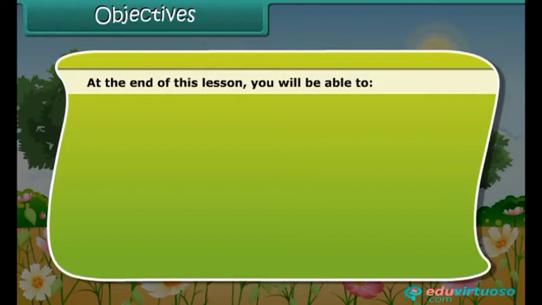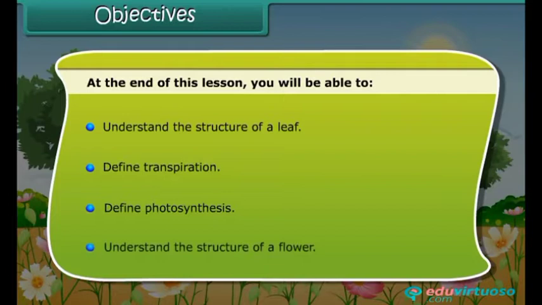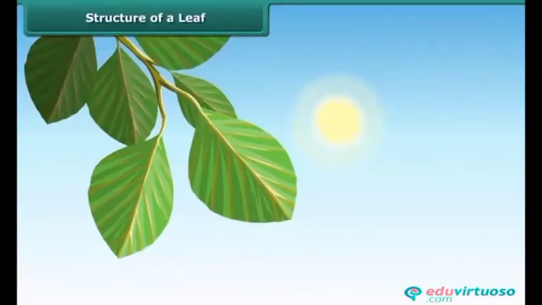Through this video, first of all, we are going to understand the structure of a leaf. Then we are going to learn about transpiration taking place in plants. And again, we are going to learn about photosynthesis. Then we are going to learn about the structure of a flower. So, all this we are going to look at through this video.